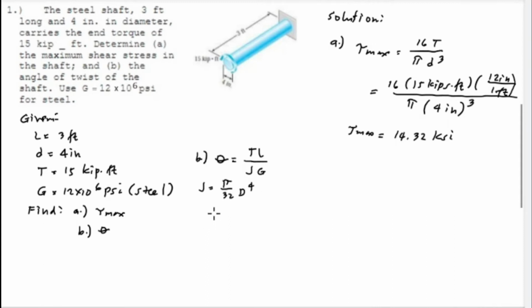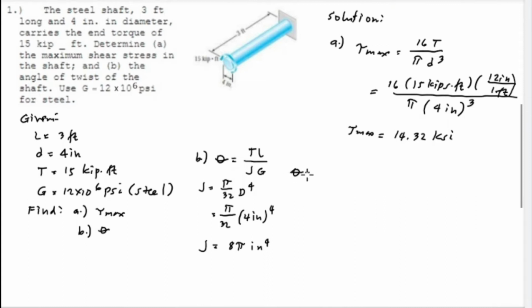We substitute, so pi over 32, multiplied by the diameter, which is 4 inch, exponent 4. J is equal to pi times 4 to the power 4 all over 32, and it is equal to 8 pi, and the unit is inch exponent 4.